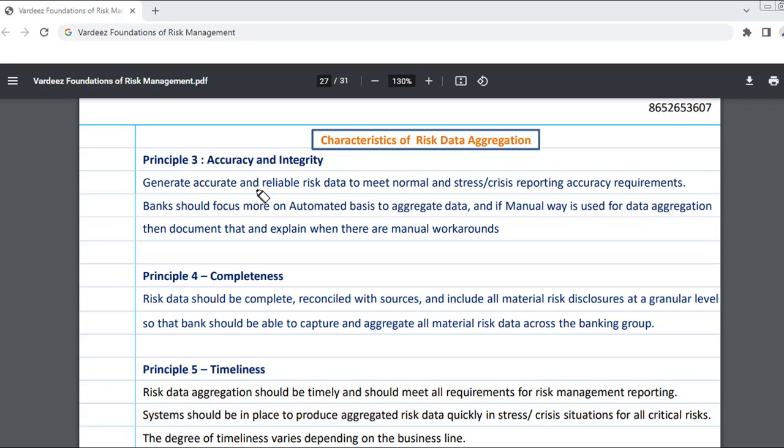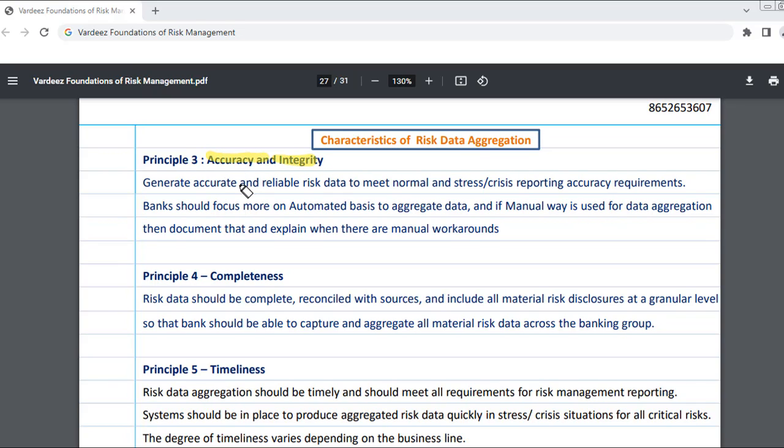Now principles number 3, 4, 5 and 6 actually focus on what could be the characteristics of risk data aggregation. When you aggregate the risk data, what should be the ideal characteristics? These principles will focus on that. So principle number 3, accuracy and integrity.